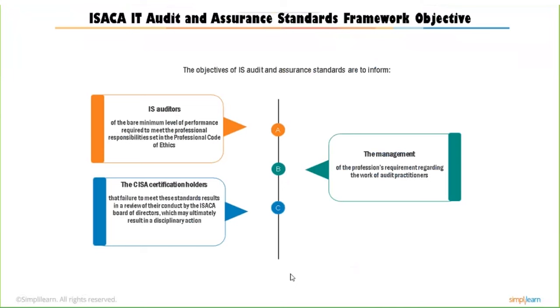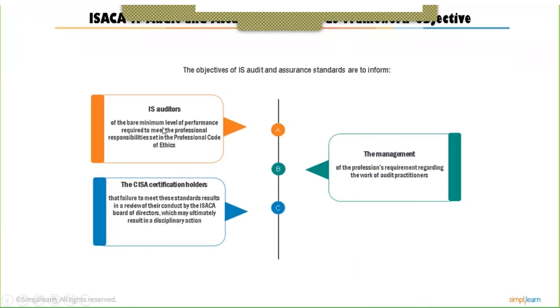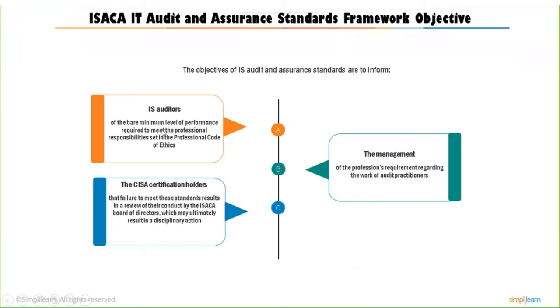What is the main purpose of audit and assurance? The main purpose is to make sure that the auditor is aware of the minimum levels, because you have an assurance framework, standard frameworks and objectives available. The purpose is also to make IS auditors and management aware of their responsibilities. Auditors should be aware of the minimum level of performance required to meet their professional responsibility under the professional code of ethics. Management should know about the professional requirements regarding the work of auditors.